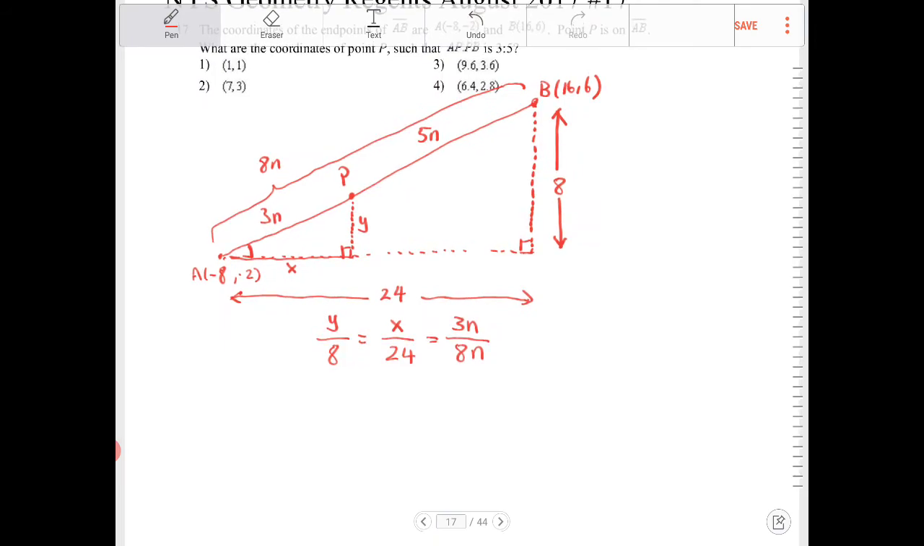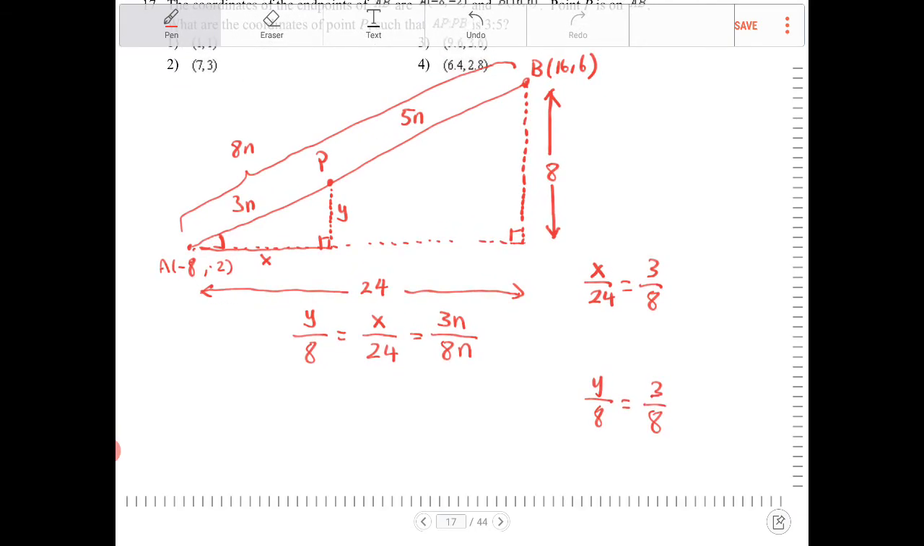Now look what happens here. The n's cancel, right? And really I end up with two different equations. I end up with x over 24 is equal to 3/8. And I also end up with y over 8 is equal to 3/8.